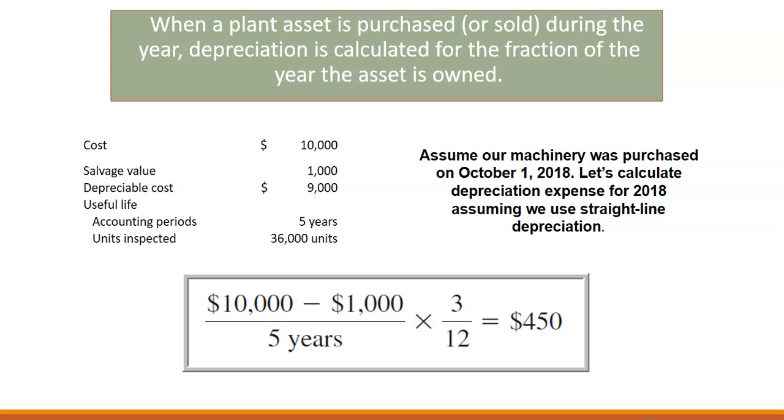So we're using the same example from all of our previous examples where we have a piece of equipment with a cost of $10,000, salvage value of $1,000, and useful life of 5 years. If we assume that it was purchased on October 1st, 2018, using straight line depreciation, we would only take 3 months of depreciation instead of an entire year.